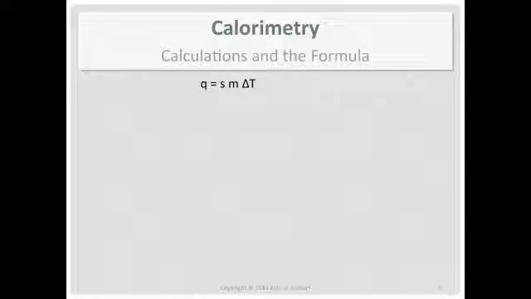Let's look at using a mathematical formula when doing calorimetry problems, and I want to offer some suggestions. Here's one way to express the formula. Let's dissect it. Q is the amount of heat that's transferred. It can be joules, kilojoules, calories, kilocalories.